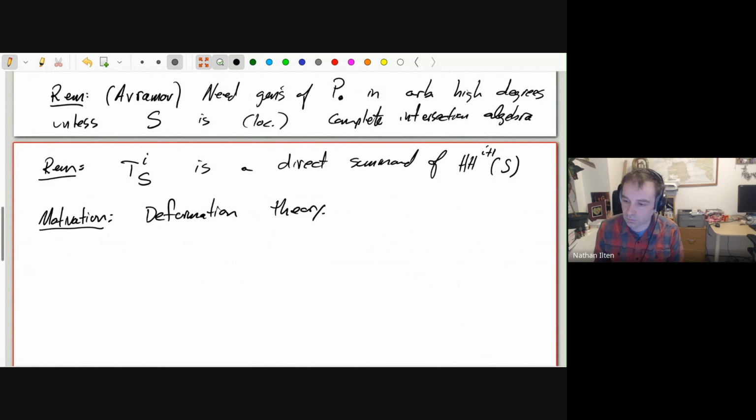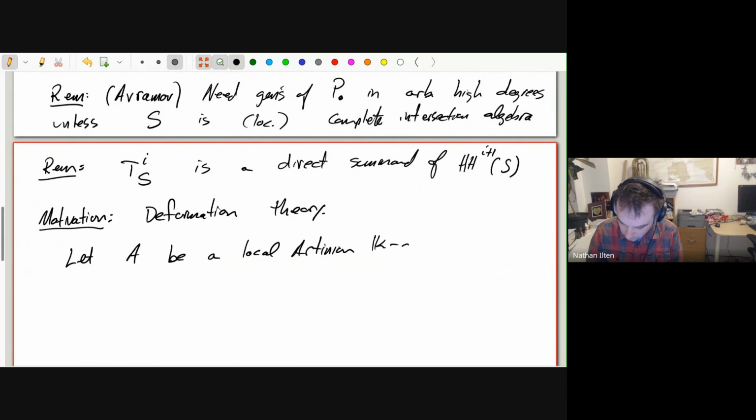And so let's go ahead and define what I mean by a deformation. Let A be a local Artinian K algebra with residue field. So if M is the maximal ideal, I want the residue field just to be isomorphic to my ground field K.